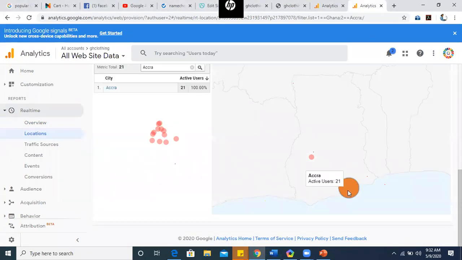If some of you were in Kumasi or wherever, it would also tell me that some people are coming from Kumasi, from the north, from Tema, everywhere. So if your business is in Accra, but you want people to see it in Tema, and your website is saying that people in Tema are not going to your website, then you have to know what to do. You understand?